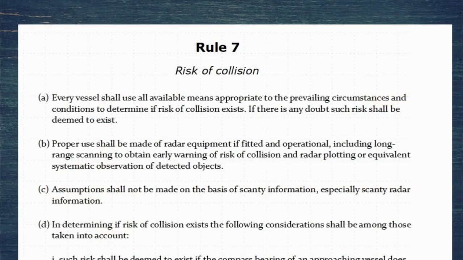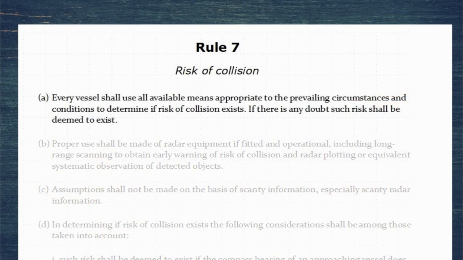So Rule 7, Risk of Collision. First paragraph. Every vessel shall use all available means appropriate to the prevailing circumstances and conditions to determine if risk of collision exists. If there's any doubt, such risk shall be deemed to exist. Now you'll notice this echoes Rule 5, where we were using all available means to keep a proper lookout. Now we have to use all available means to determine if risk of collision exists.